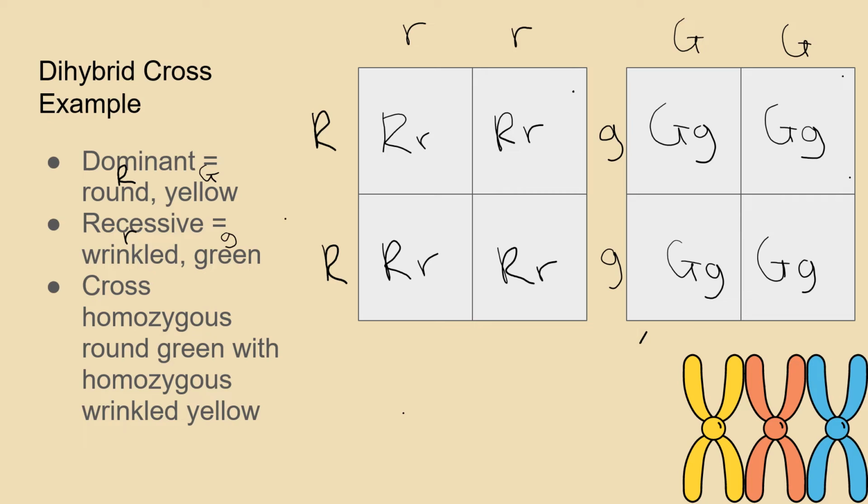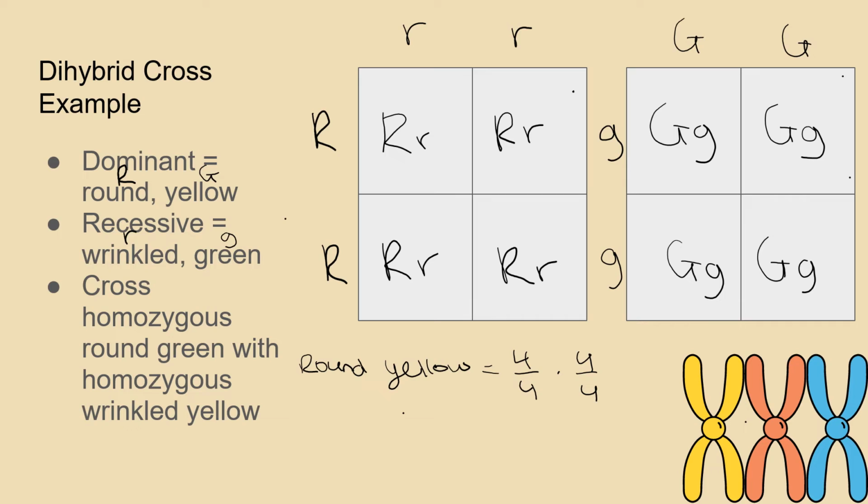So there's that, and then you can use the product rule, which just says you take the probability of getting one trait and multiply it by the probability of getting the other trait to find the ultimate probability. So if we want to find the probability of getting a round yellow seed, we would just do round. So all of these would be round. So that's 4 out of 4. And then multiply by the chance to get yellow, which is also 4 out of 4.